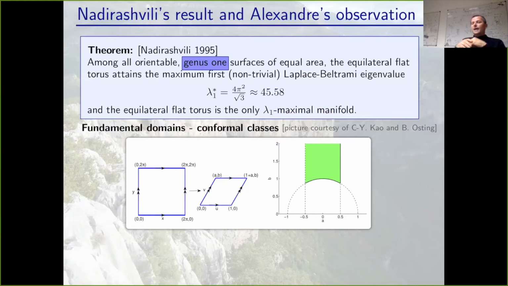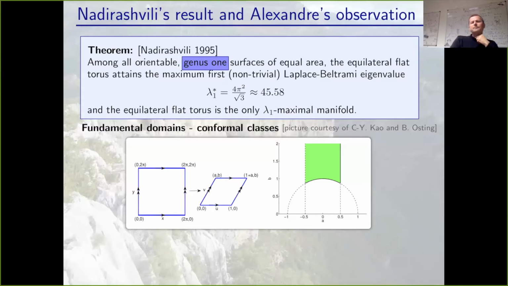As many of you know, you can associate to all genus 1 objects a conformal class, and all parallelograms with this periodicity parametrize all the conformal classes of genus 1 objects. Okay, so this is the starting point.